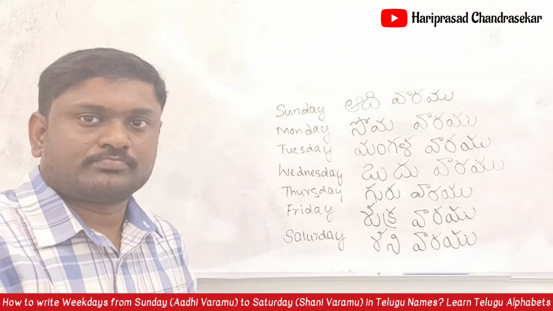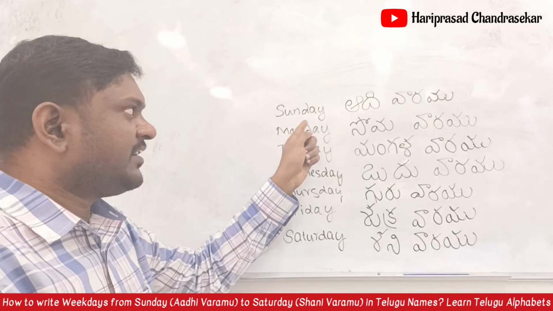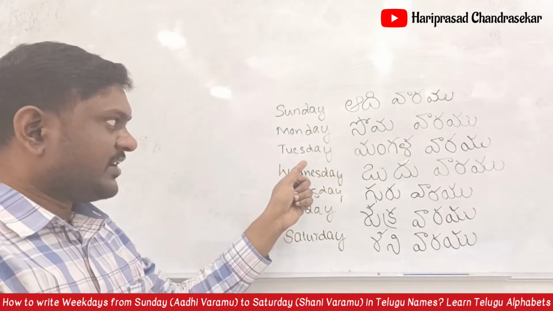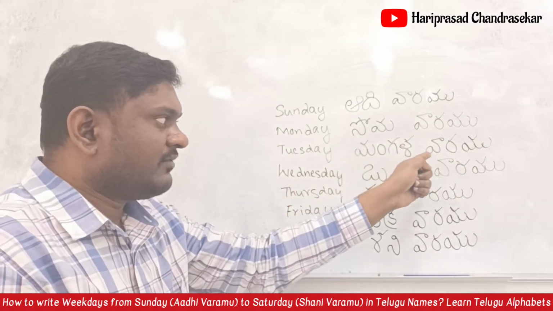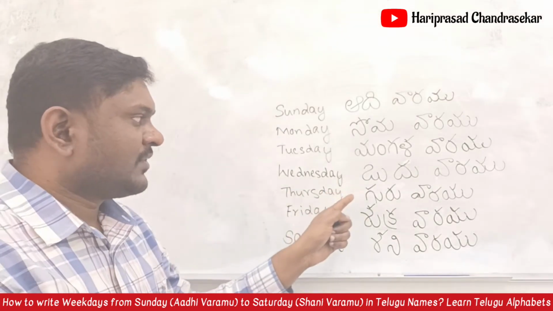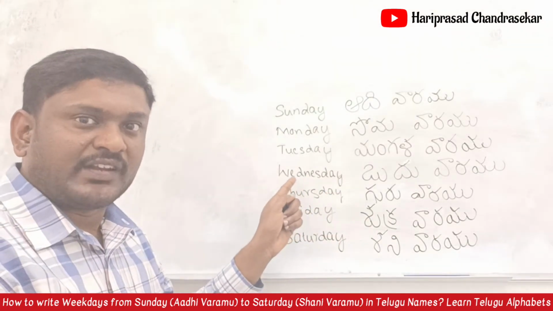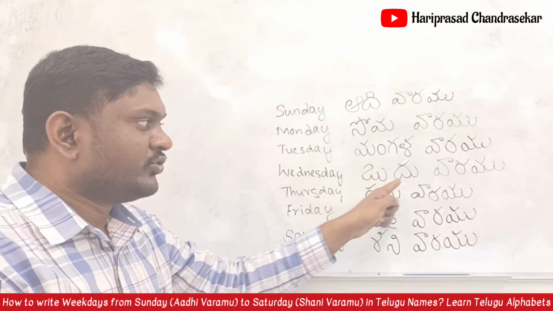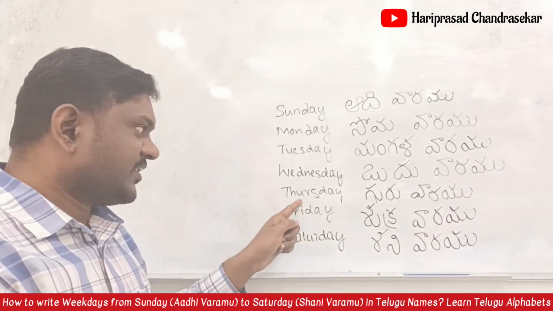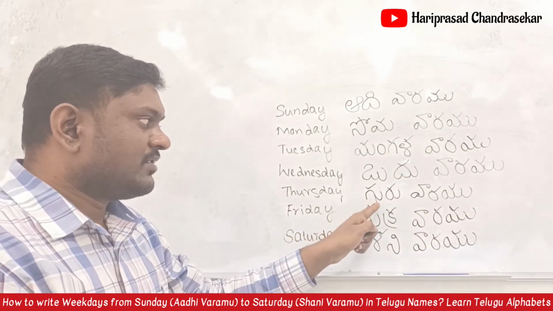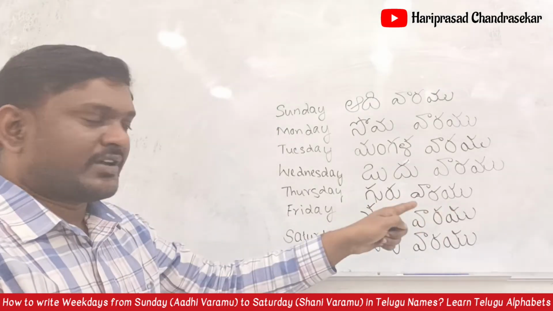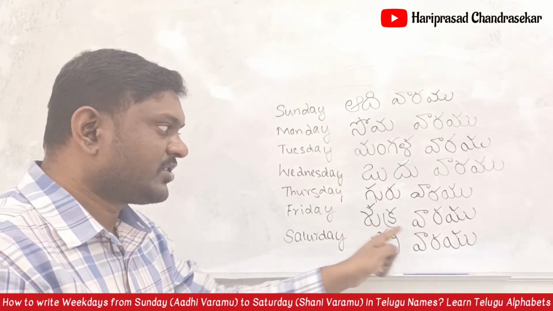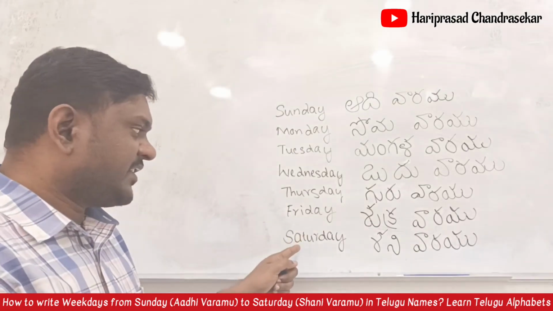వారము. See, now we completed Sunday Adivaramu, Monday Somavaramu, Tuesday Mangalavaramu, Wednesday. Even in English, you need to pronounce this as Wednesday, not Wednesday. Wednesday. Then here you need to tell Budhuvaramu. Thursday, Guruvaramu, Guruvaramu. Friday, Shukravaramu. And Saturday.